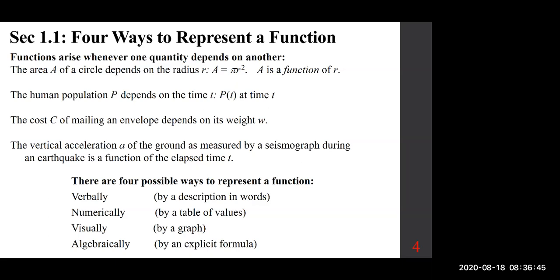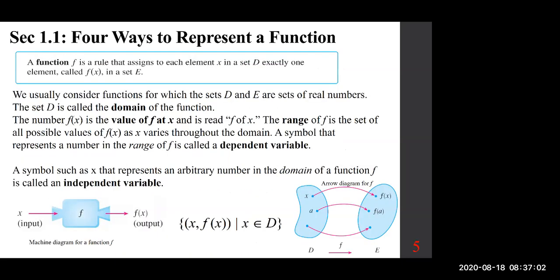If we are interested in geometry, the area of a circle is a function of the radius. The human population is a function of time, and so on and so forth. So we are repeating the 4 methods, and we are mentioning why we need that.